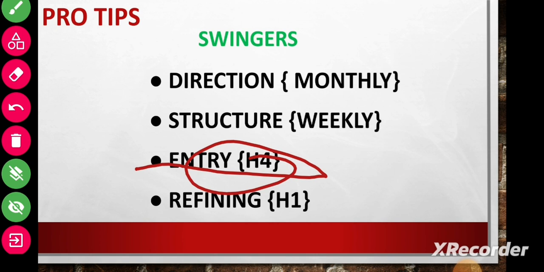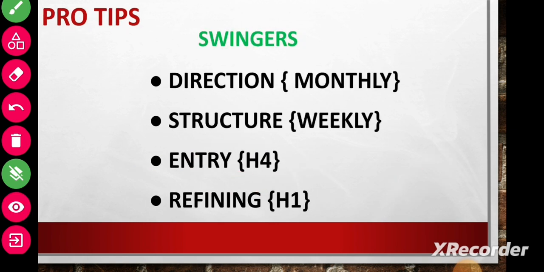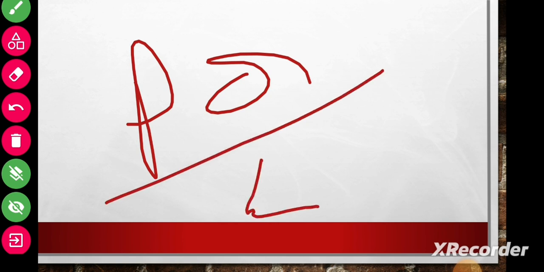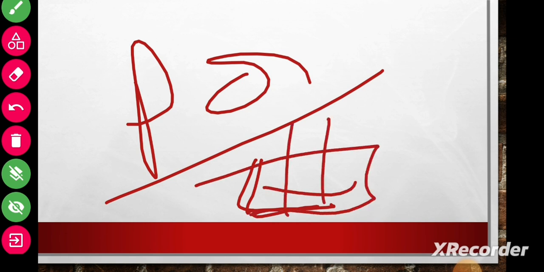Before you take your entry on H4, you have to refine your entries on H1. This is what I'm trying to mean: if your POI in H4 has been reached, if your H4 POI has been caught in. Are you getting the point?